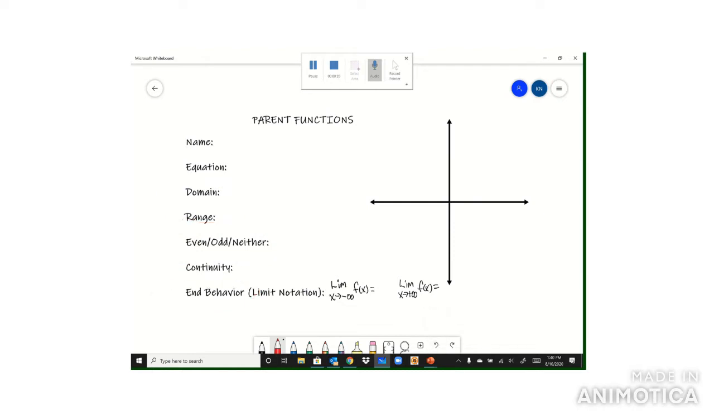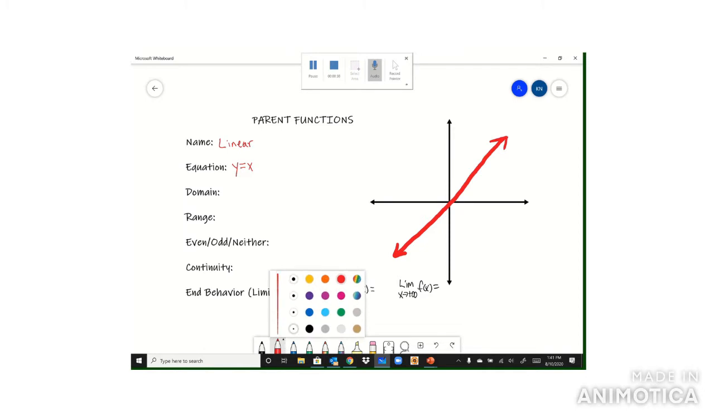So the first parent function you need to be familiar with is linear. Its equation is y equals x. It looks something along the lines of this. It's just a straight line. And it has a domain of all reals and a range of all reals. Linear is an odd function, and it is continuous.